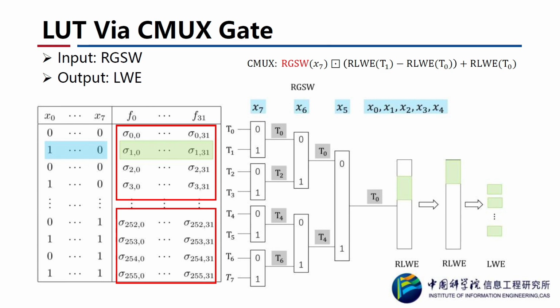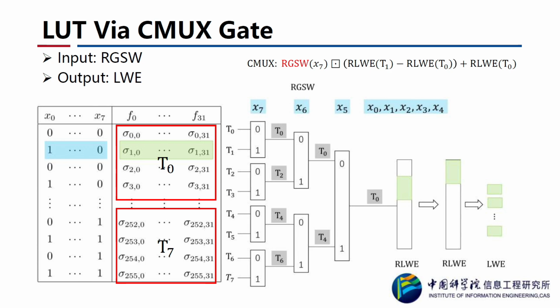The lookup table is evaluated through the CMux gate. We put the formulas in the right corner. And if we want to perform the functions f0 to f31 on x0 to x7, it means maybe an 8-input and 32-output lookup table. Then we should pack these truth table values into RLWE ciphertexts T0 to T7. And we can use the RGSW input x7 to choose the RLWE ciphertext.